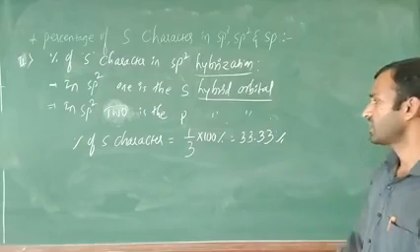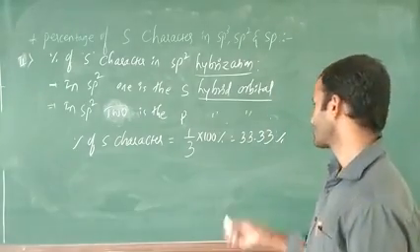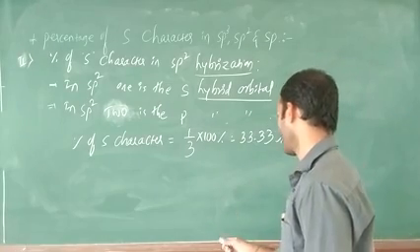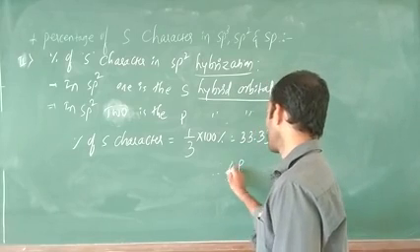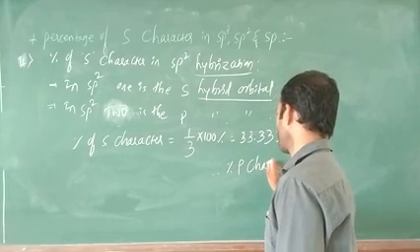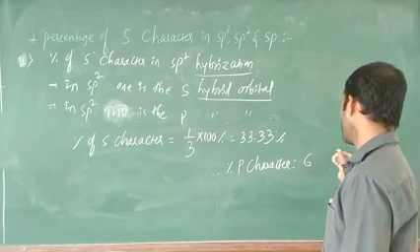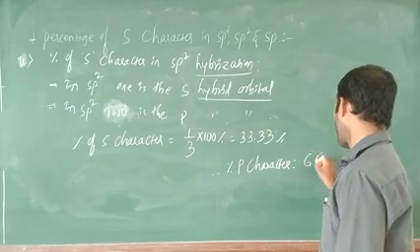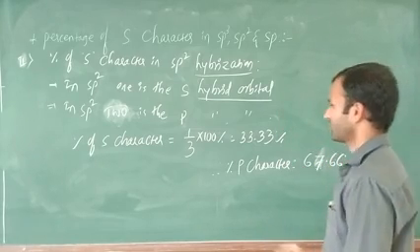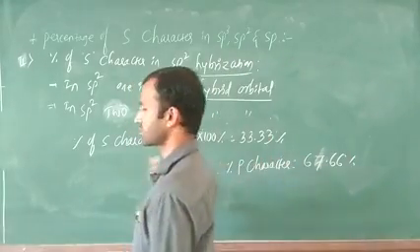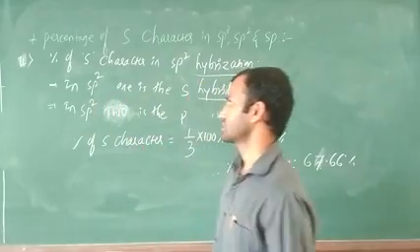100 minus 33.33, you are going to get 66.67 something. You have to check one more time, that is the percentage of p character. I think 66 point 67 something will come, no? 100 minus 33.33, we are going to get this one. This is sp2.